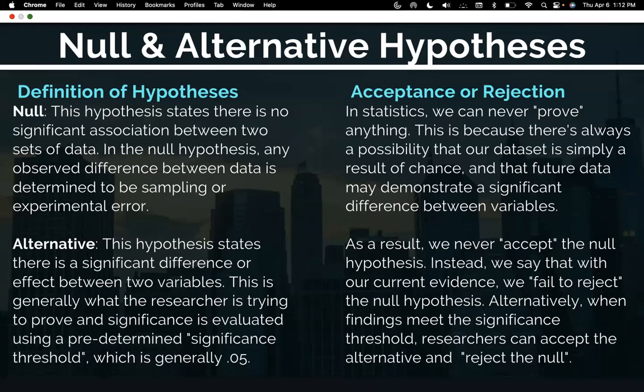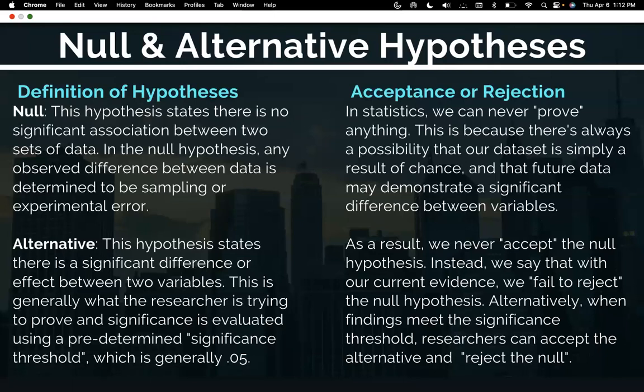We also have the alternative hypothesis, which is what we're trying to prove, and it states that there is a difference or association or effect between two variables. And we determine which hypothesis we choose by using a predetermined significance threshold. It's generally 0.05, but what we do is compare the p-value to this threshold. If the p-value is below that threshold, then we will reject the null and accept the alternative. If it's above or greater than that threshold, then we will fail to reject the null.